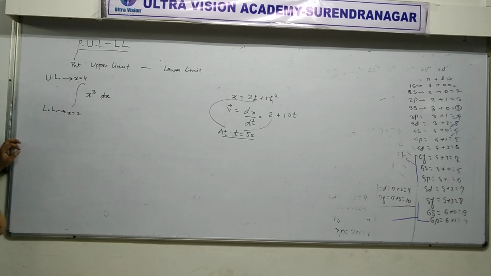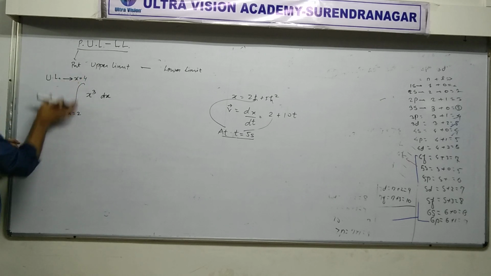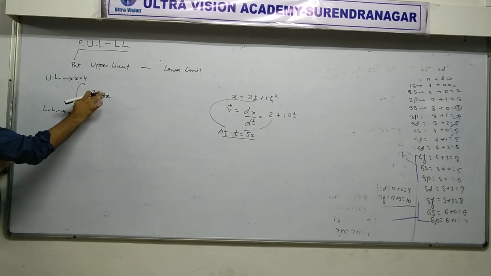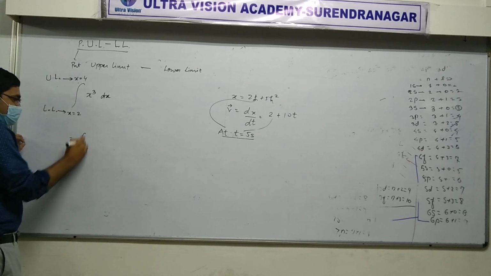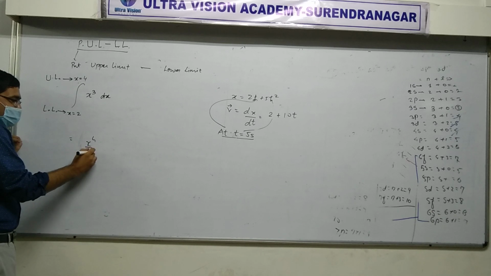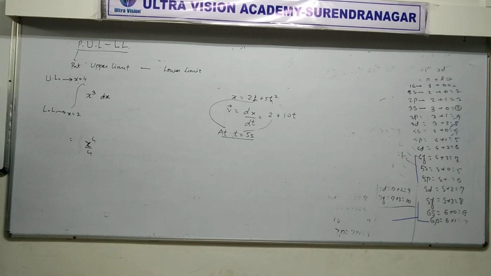Understood? Okay. First of all this is just to be ignored. Use the rule, the one of power. X raised to 3's integration becomes X raised to 4 over 4. I was making the mistake that you might make. Integration of this will be x raised to 4 by 4.